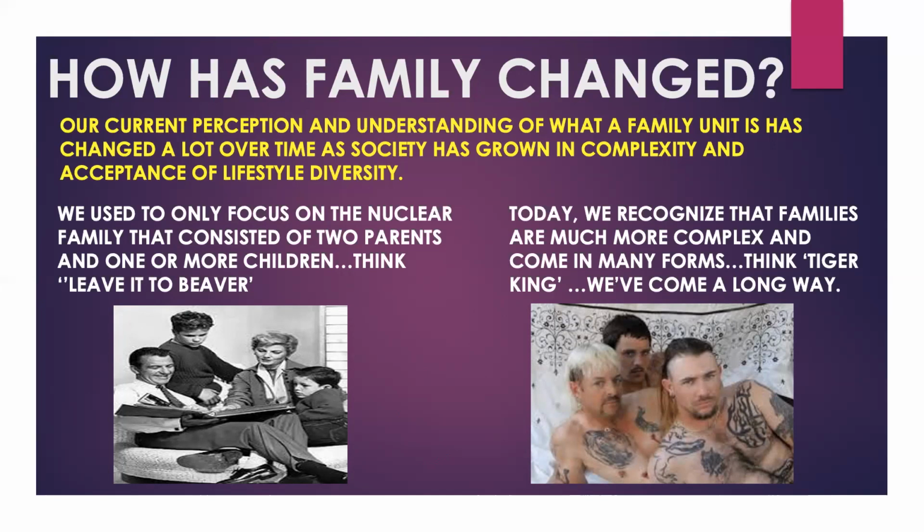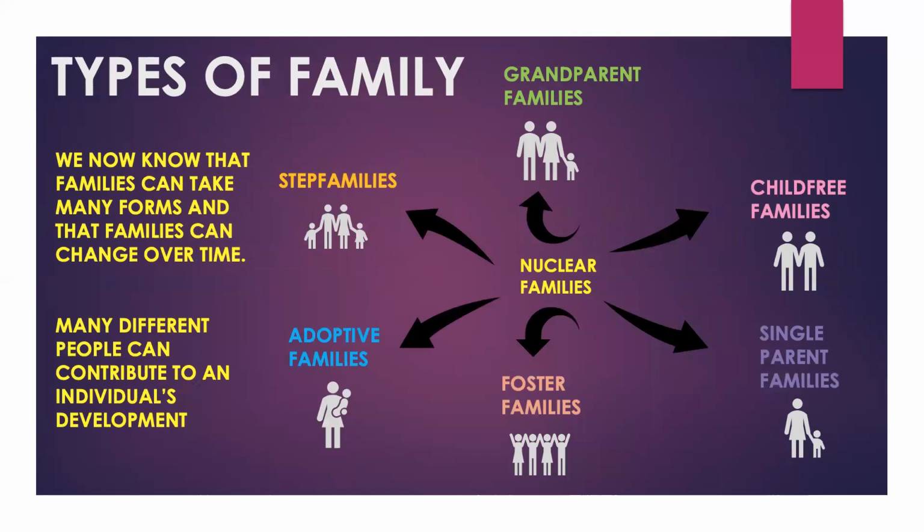But we know now that society is way too complex for this anymore. Today's sociologists recognize that families come in all shapes and sizes. So there are different types of families now that exist. They probably did exist, but maybe we just didn't acknowledge them as much as we do now, but we're starting to kind of expand our view of what the family looks like.